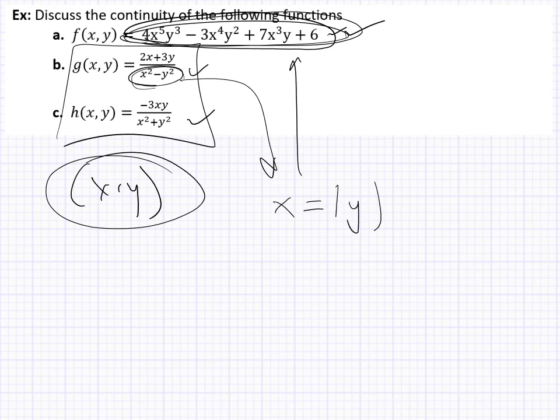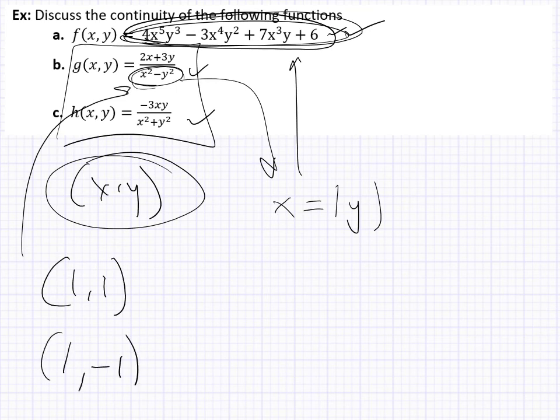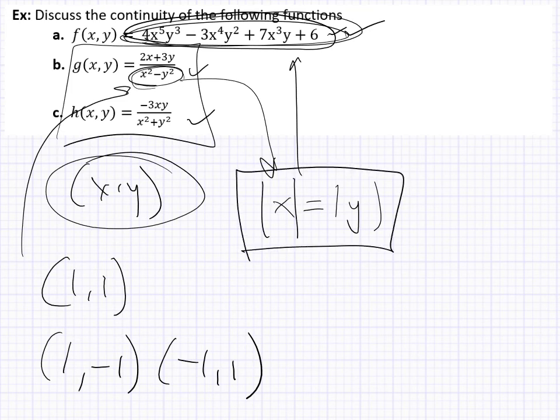Those would be all the points. So points like 1, 1. If I put 1, 1 in here for x and y, that would make the denominator 0. But also 1, negative 1. Or even negative 1, 1. So all the points where the absolute value of x equals the absolute value of y, maybe I should say it that way, might be even a little bit better. Those are all the places where it's going to be discontinuous.